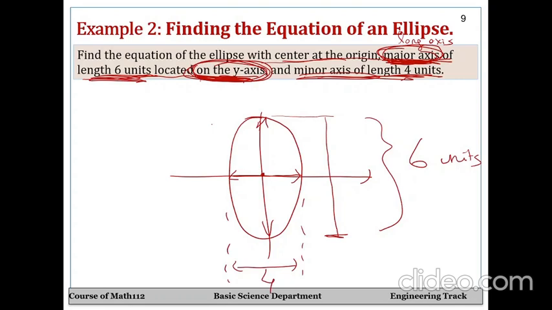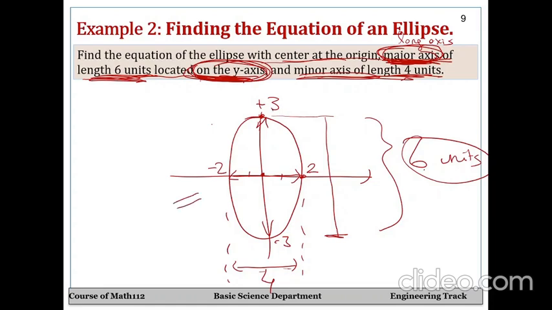Now we have to find the x-intercepts and y-intercepts. Since this is 6, it will be plus 3 here and minus 3 here. And here this is 4, and they're the same distance, so it is 2 and minus 2. You can divide 4 by 2, you will get 2. You can divide 6 by 2, you will get 3.